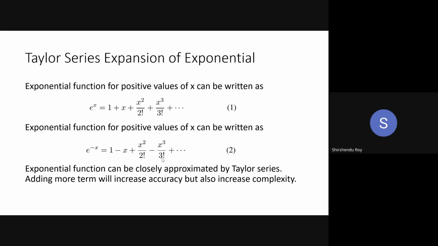So the exponential function can be closely approximated by the Taylor series. It will give you a very close result, but not the accurate result. If you want to increase the accuracy, you have to add more terms of the Taylor series. It will increase the accuracy, but it will also increase the hardware complexity. This is why I have kept it to four terms. So, with this equation, we are starting the exponential block implementation.